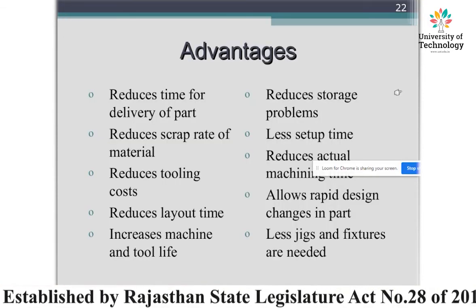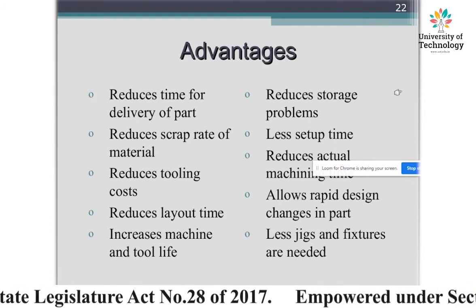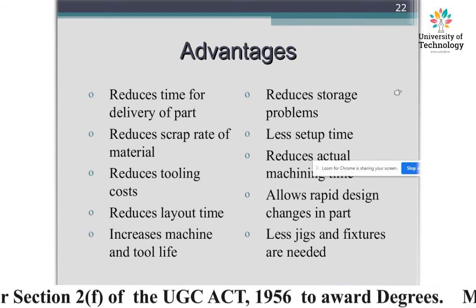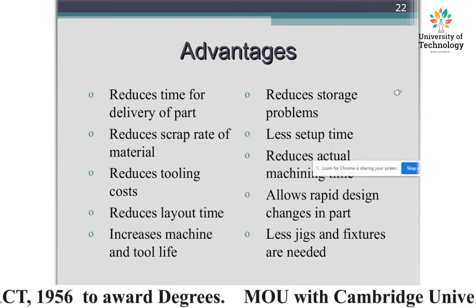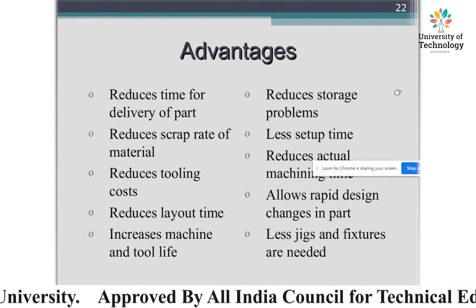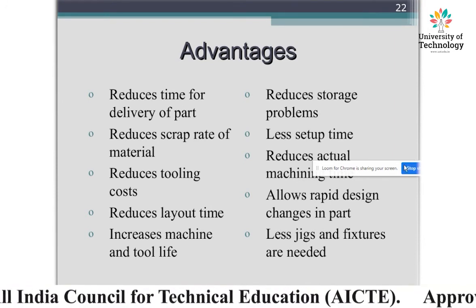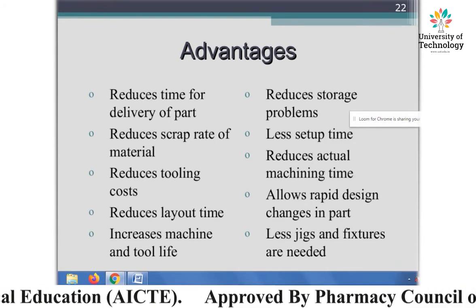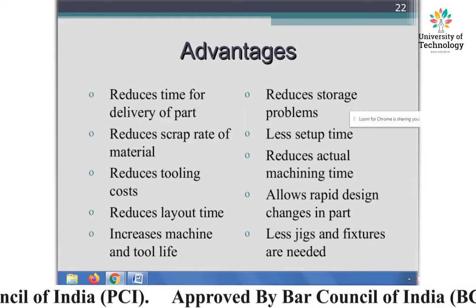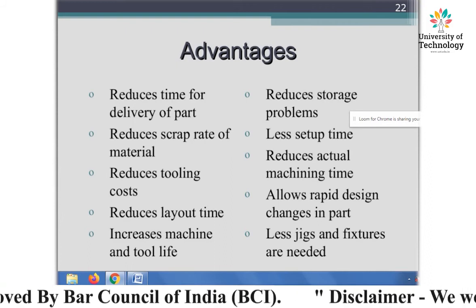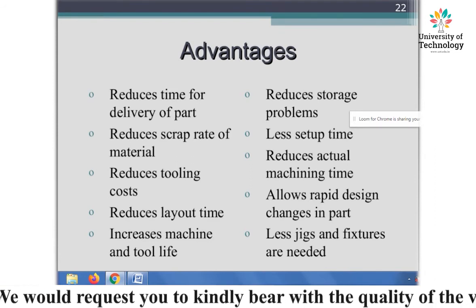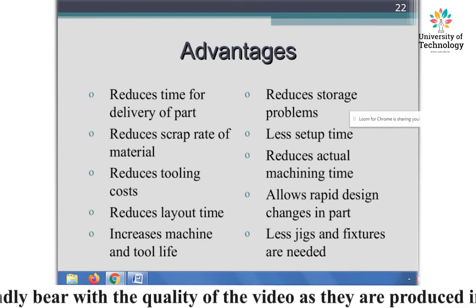Some basic advantages of NC systems: reduced time for delivery of the part, reduced storage problems, reduced scrap rate of material, less setup time, reduced tooling, reduced actual machining time, reduced layout time, and rapid design changes in parts are allowed. Machine and tool life increase, and fewer jigs and fixtures are needed for the completion of a particular operation. These are the basic advantages of NC systems.